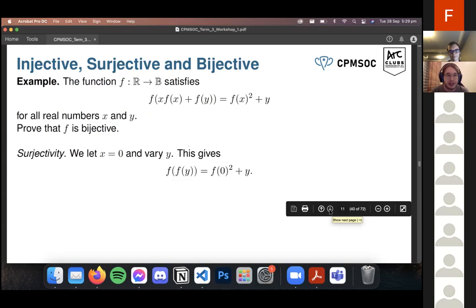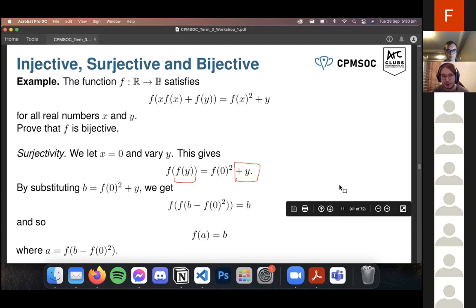And we get this equation here. What's nice about this is that we're trying to prove surjectivity first. Surjectivity says that if we take any value, we can always find something that maps to it. So we have something on this right-hand side that we can control freely. As long as we can put something in here and get what we want on the right-hand side, we're good to go. So what that leads to is our second substitution, of letting b equal f(0) squared plus y.